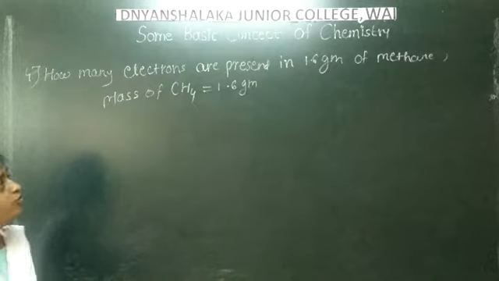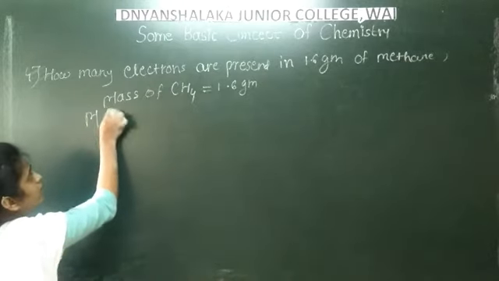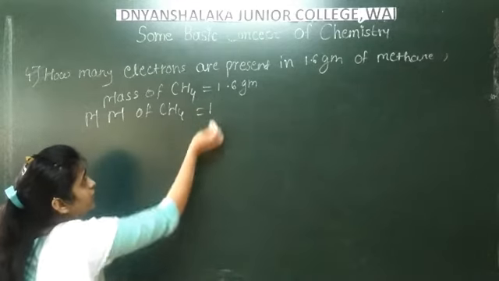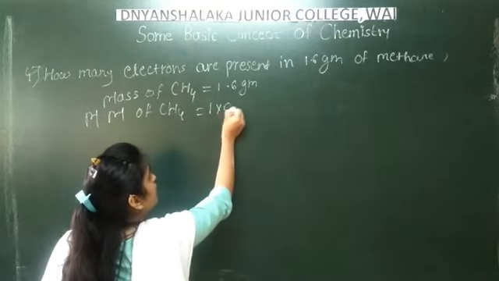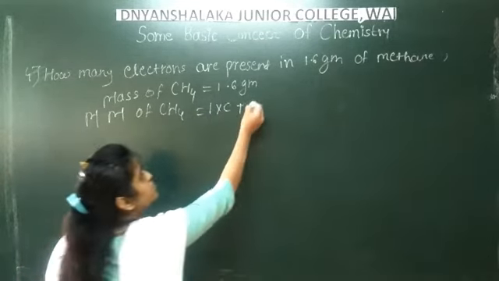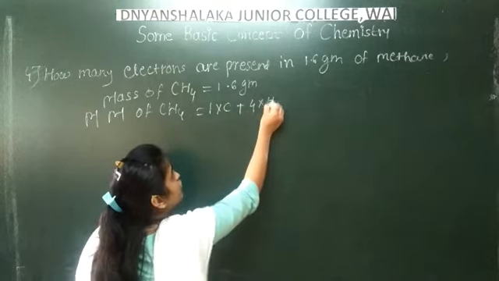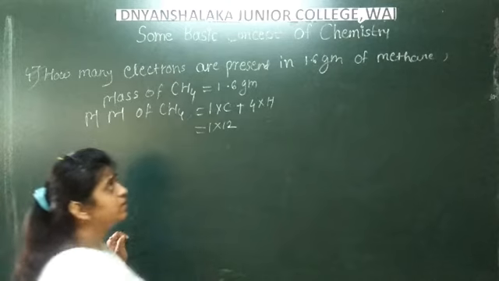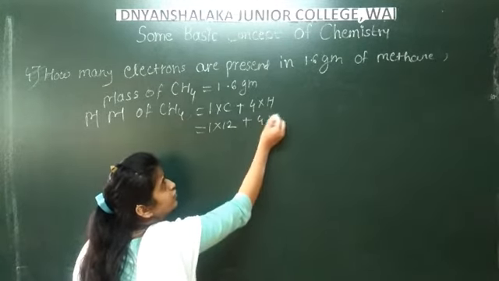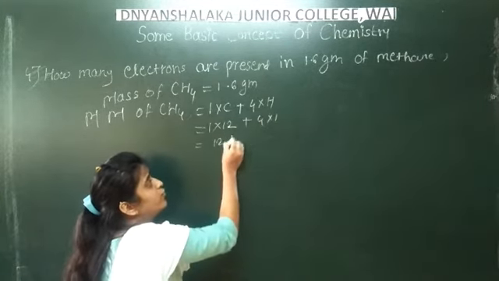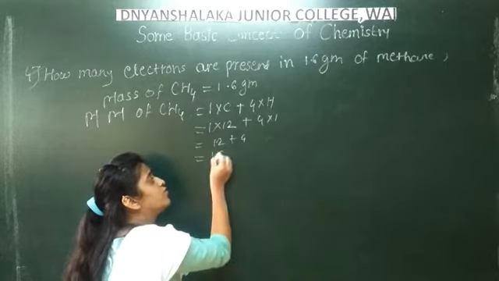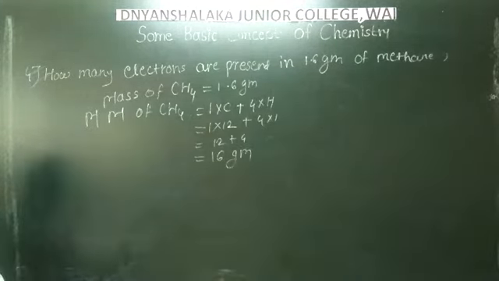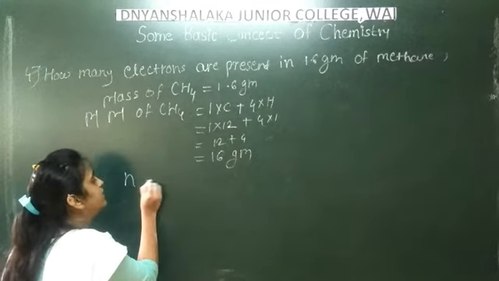Next we have to find out the molecular mass of CH4, meaning the molar mass of CH4. So 1 atom of carbon into atomic mass of carbon, plus 4 atoms of hydrogen into atomic mass of hydrogen. So 1 into 12 plus 4 into 1. 12 ones are 12, 4 ones are 4. So the total molar mass of the CH4 molecule is 16 gram. Using these two values we get the number of moles.